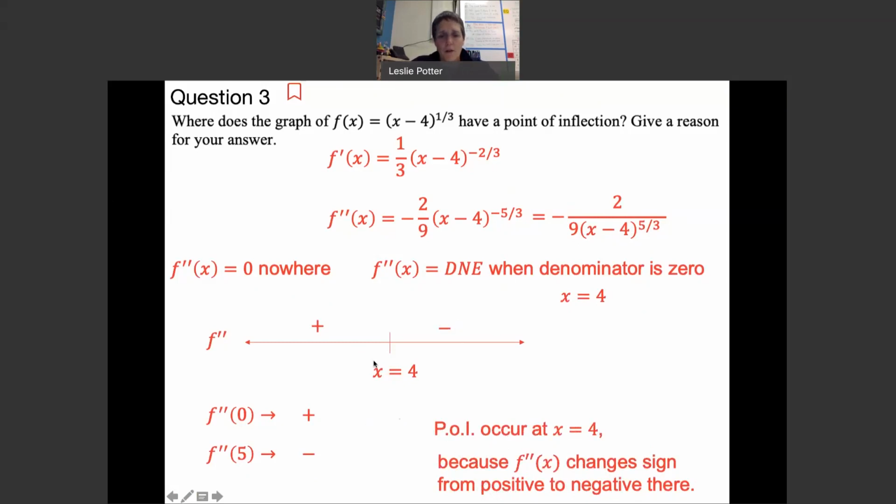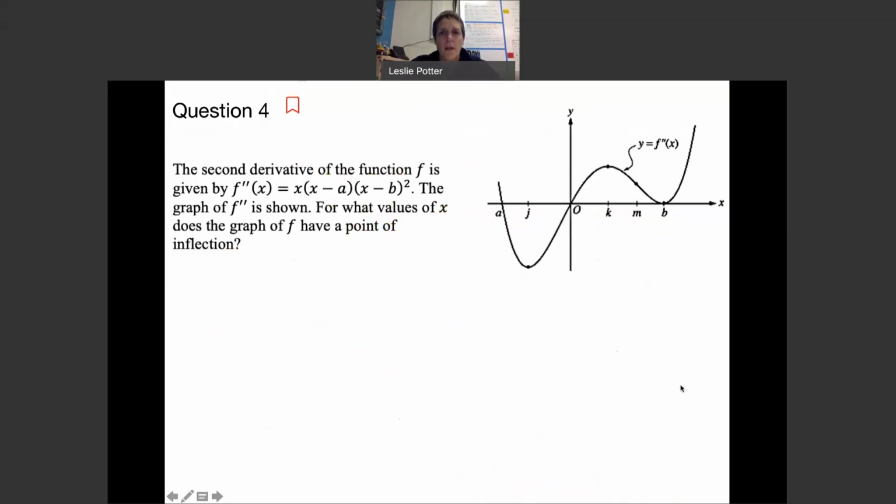Or you could say that our second derivative is positive for values less than 4 and negative for values greater than 4. So there's a couple of ways you can state that justification. Okay, so here's another graphical example. And here's an example where we give you the second derivative.